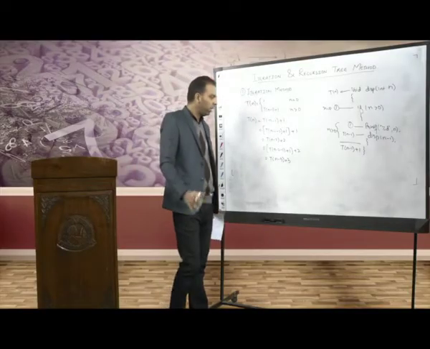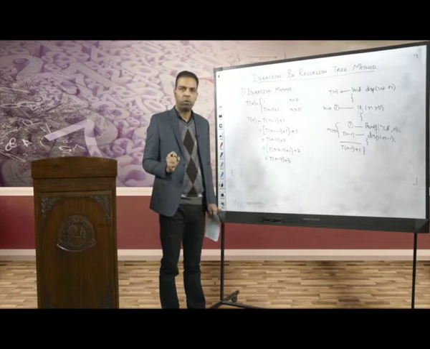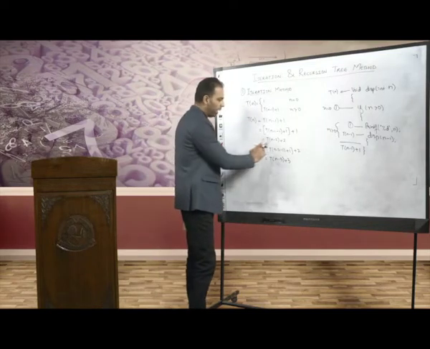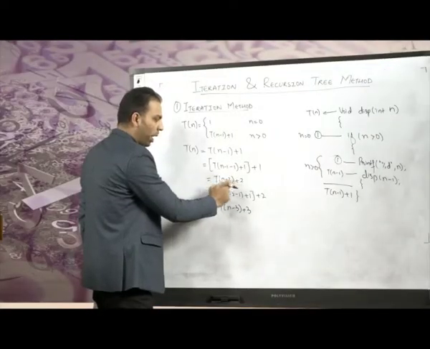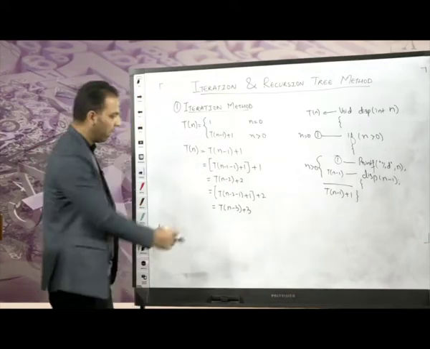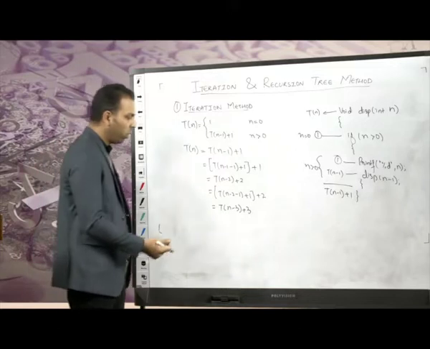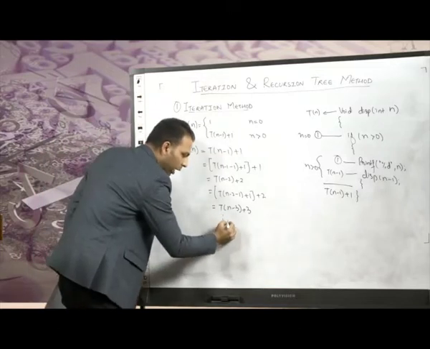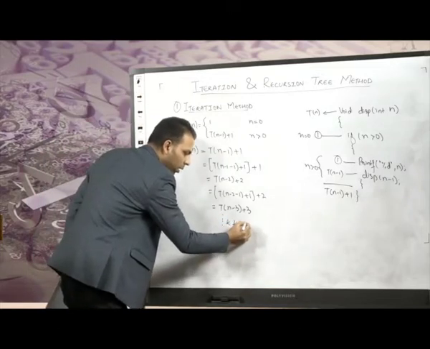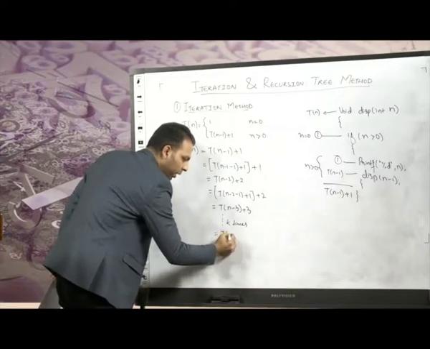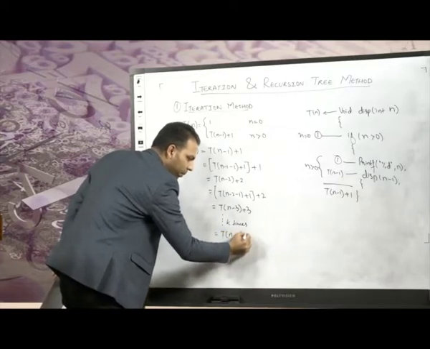So you can see now that there is a pattern. What is the pattern? Here it was T of n minus 2 and outside it was plus 2. Here it is T of n minus 3 and outside it is plus 3. So if we go on k times, finally we will reach T of n minus k plus k.